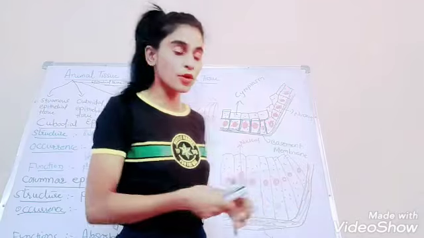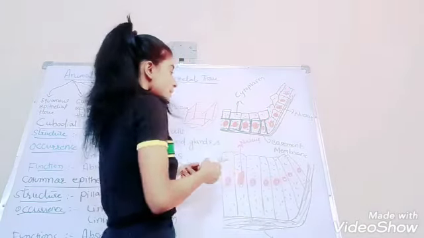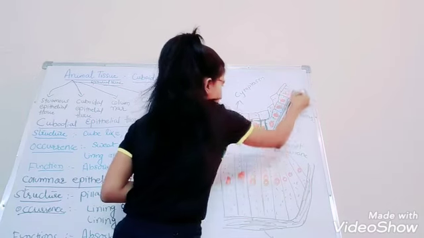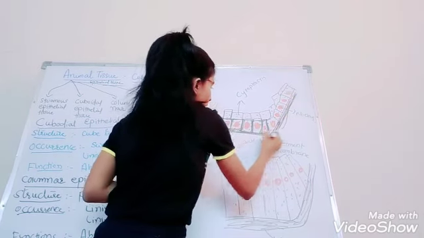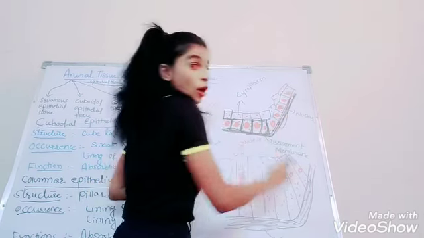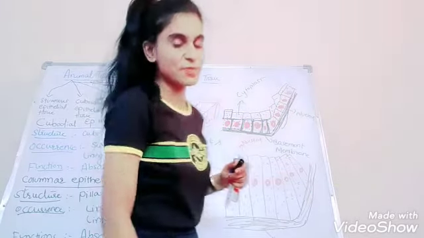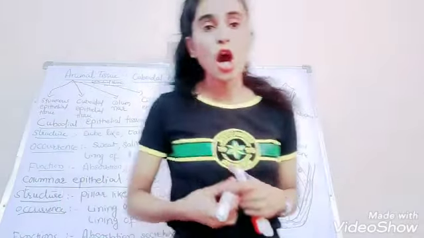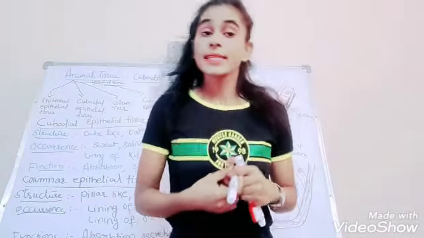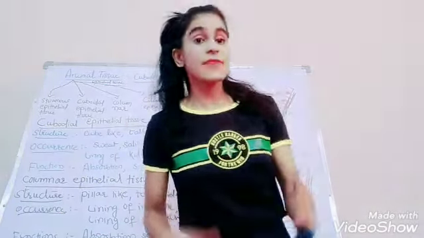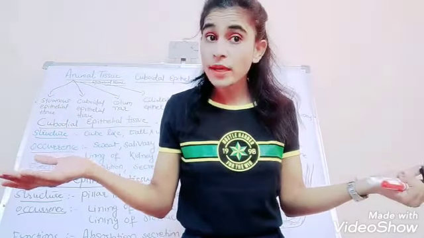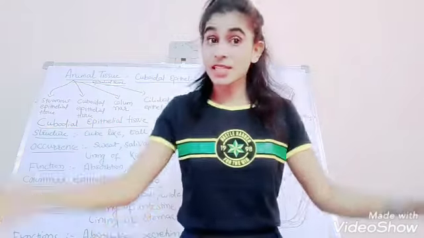And as I have already told you, all these cells lie on the basement membrane. This is your basement membrane. All the cells lie on the basement membrane. So the cells are cube-like, tall, wide, they have a nucleus, they have cytoplasm, and all of it lies over a basement membrane. This is the structure you need to write.